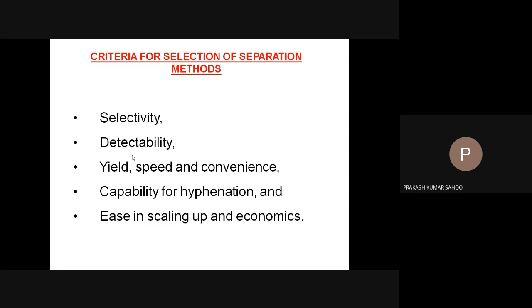So convenience. Now, capability for hyphenation. In a majority of chromatographic methods, there is a detector which quantifies the effluent coming out of the column. Effluent means the constituents. These detectors are not very sensitive. Also, they have a limited capability of identifying unknowns.